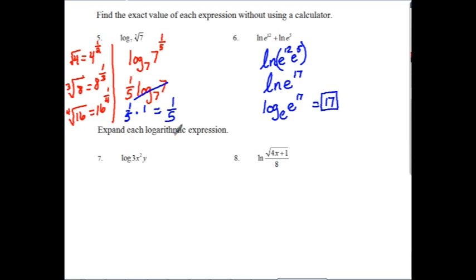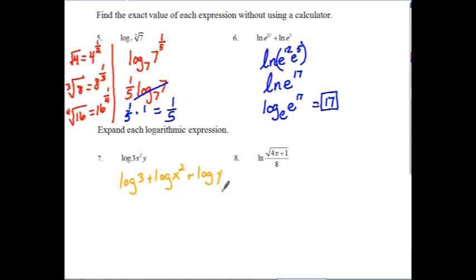So let's go down here to examples number 7 and 8 now, where we are looking at expanding each log expression. This is where we're really going to use those properties we talked about before, with the product, the quotient, and the power or exponent one. So log, now remember, if there's no base number, that's understood to be a 10. So log base 10 of 3x squared y. All these are being multiplied together, so multiply would change into adding: log of 3 plus log of x squared plus log of y.